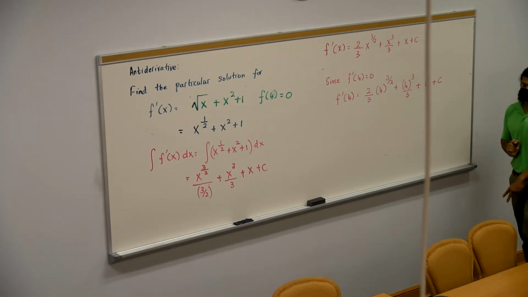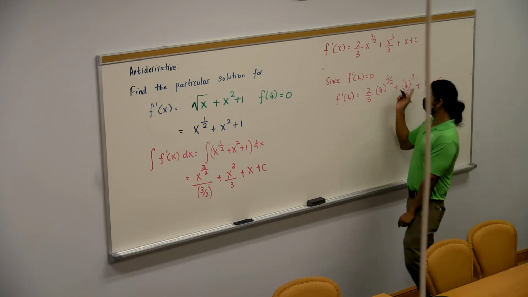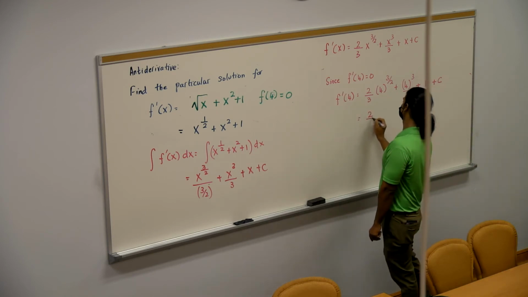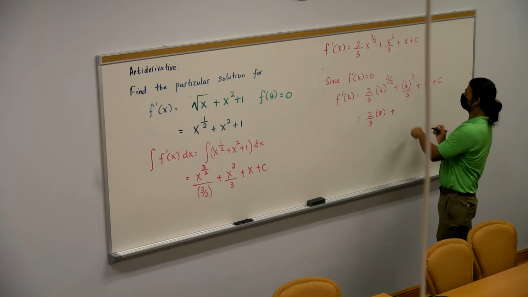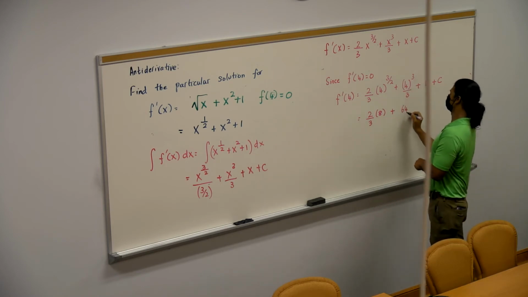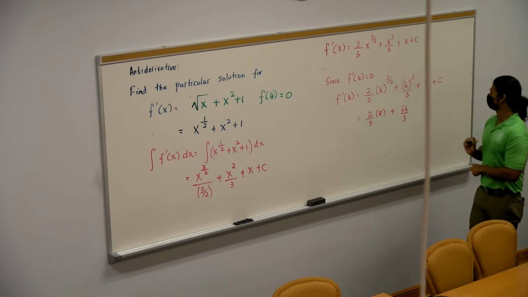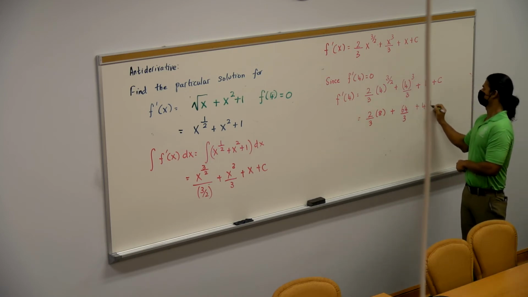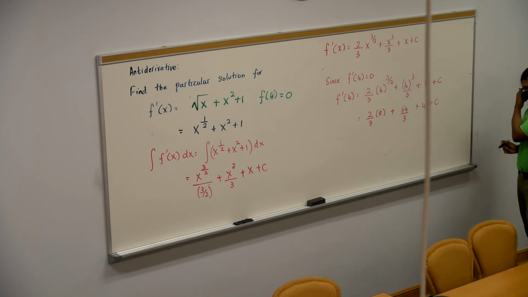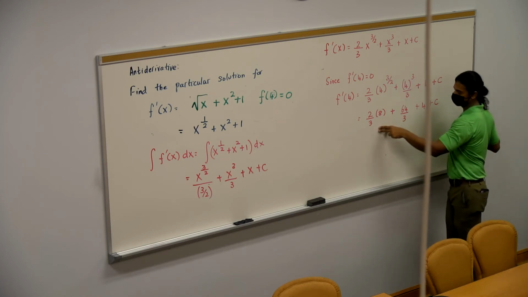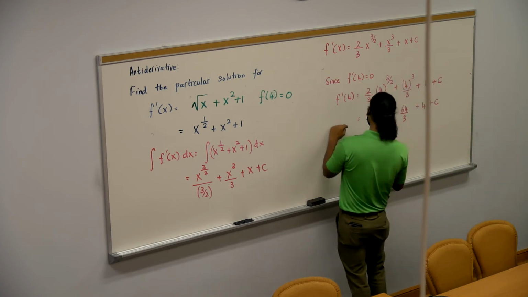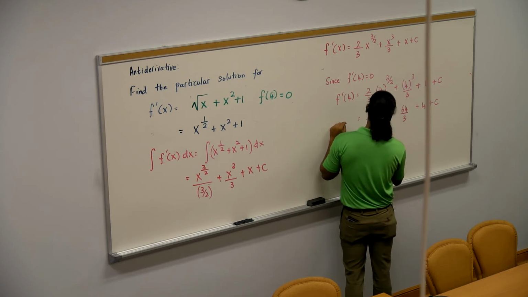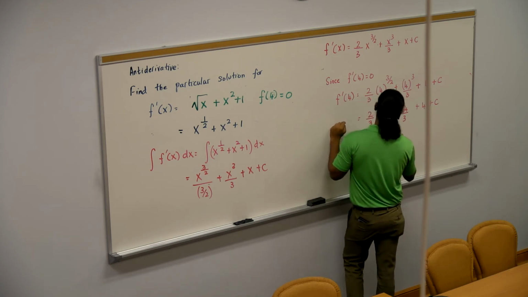You can use your calculator. 4 raised to 3/2 is 8. 4 cubed over 3 is 64/3. Plus 4 plus c. We want to combine these two, they have a common denominator, so I can simply add the numerators. So 64 plus 16 would be 80 divided by 3, plus 4.